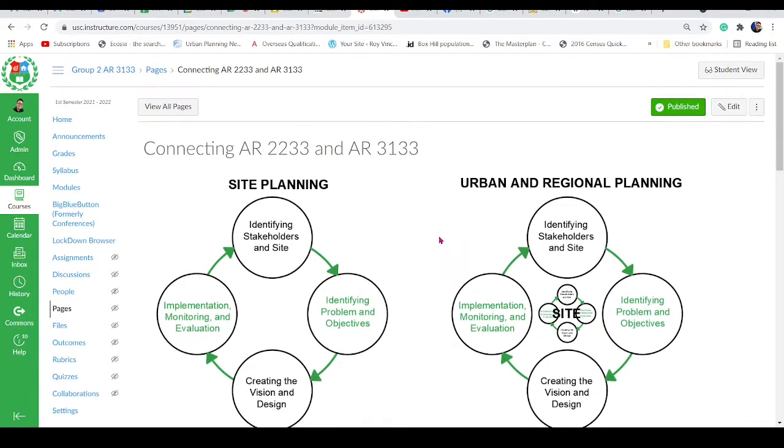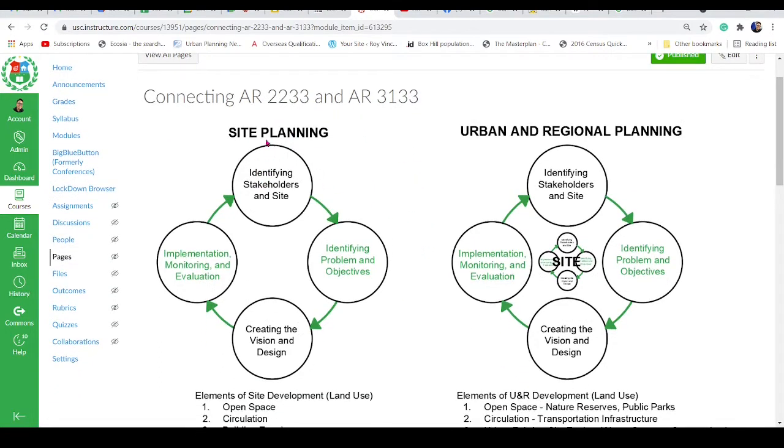So now we are here in the lecture proper. Connecting AR2233, which in my time was called Plan 1, but it's basically site development and landscape architecture was the name, I think. I don't even remember. Anyway, I'll just call it site planning. That's AR2233. And now you are in AR3133, which is urban and regional planning.